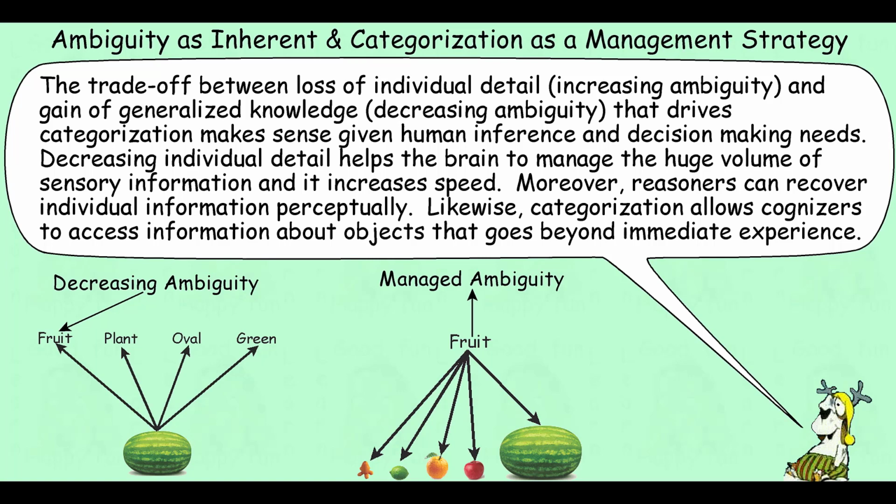Decreasing individual detail helps the brain to manage the huge volume of sensory information rushing in every moment of every day, and thereby increases speed and diminishes resource strain. Moreover, reasoners can recover individual information perceptually, oftentimes with relative ease, by reattending to that specific object again. In a similar fashion, cognizers can access related categorizations should they make an inapt categorization. And if worse comes to worse, they can always go back and recategorize.